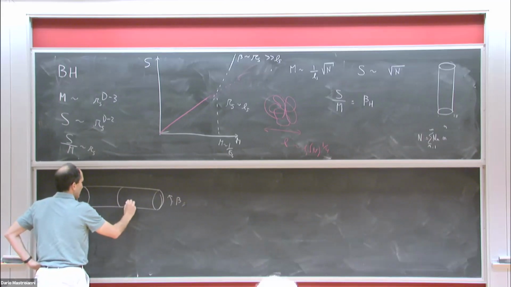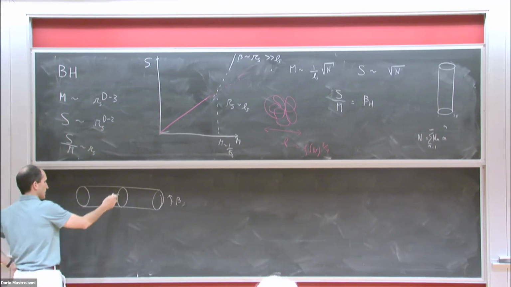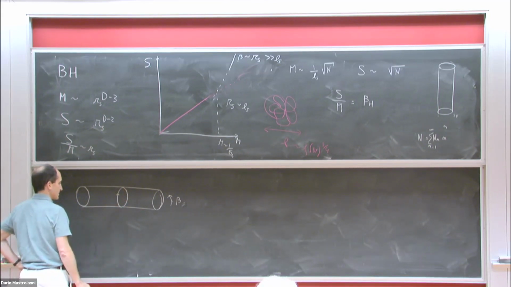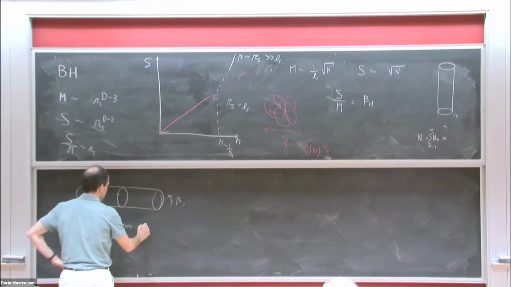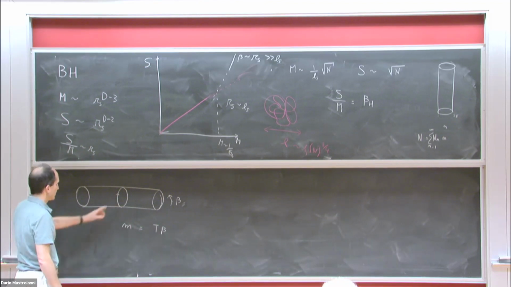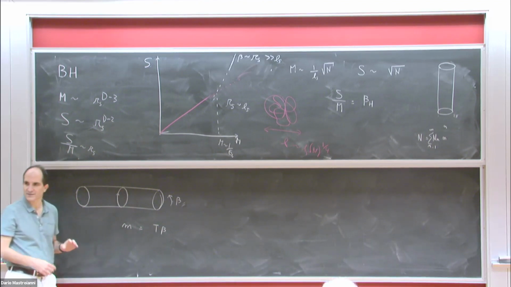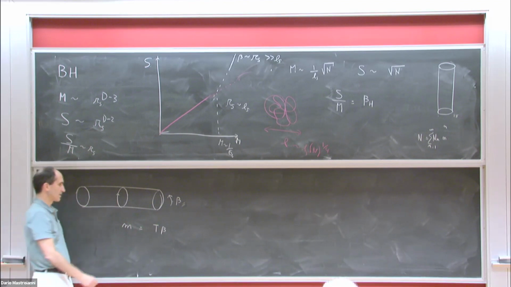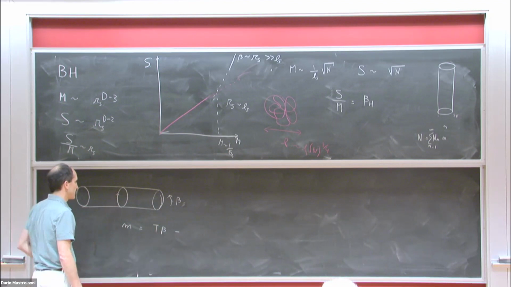So here we can have a string winding mode, so that winds around the Euclidean circle. And this mode will have a mass naively. So it's a mass which is equal to the string tension times beta. But there's also a correction due to the quantum fluctuations along the string, so some kind of negative Casimir energy, which would subtract something, some number from here, which is proportional to 1 over beta.